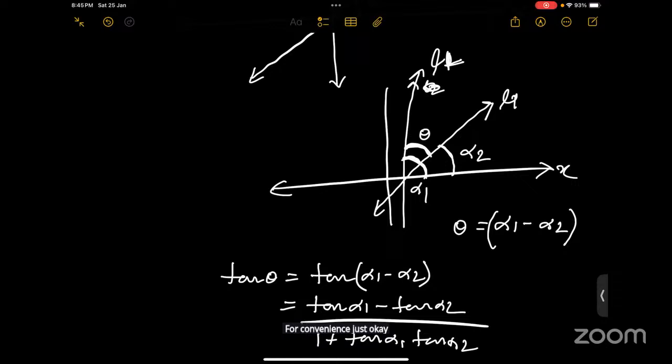Just wait for 1 minute. So tan alpha 1 is what? Tan alpha 1 is... Ma'am, please erase the thing. Don't clutter it. Which thing? That you have written 2 times. The later one seems to be cluttered.